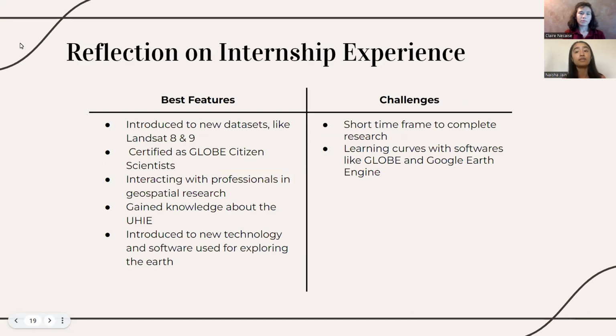Here are our group's opinions on the NASA SEAS internship experience. Personally, the SEAS program boosted my passion for geospatial research and learning new software, regardless of the learning curves. Thus, I'm excited to continue researching and providing findings to the scientific community as a part of my future career.